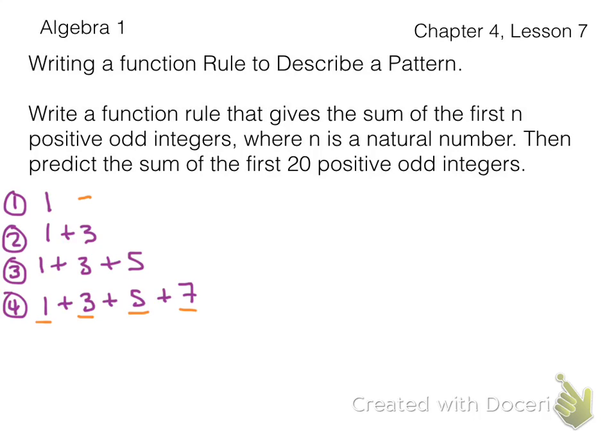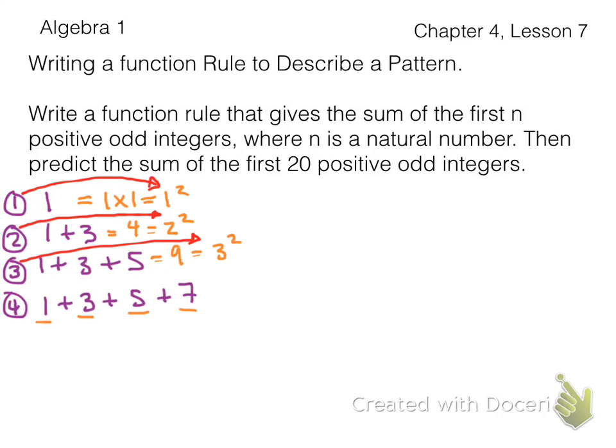1 is another way that you can say is like 1 times 1, which is 1 squared. Well, 1 plus 3 is going to give you 4. Well, 4 is the same as 2 squared. 1 plus 3 plus 5 is 9. Well, that's the same as 3 squared. Are you guys seeing the pattern here? Where the first integer is 1 squared, the sum of the first two integers is 2 squared, and the sum of the first three odd integers is 3 squared.